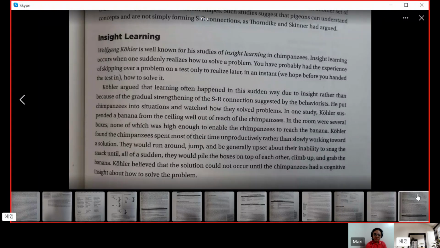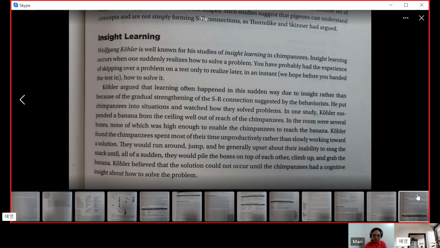He put chimpanzees into situations and watched how they solved problems. In one study, Köhler suspended a banana from the ceiling, well out of reach of the chimpanzees. In the room were several boxes, none of which was high enough to enable the chimpanzees to reach the banana. Köhler found that the chimpanzees spent most of their time unproductively rather than slowly working toward the solution.